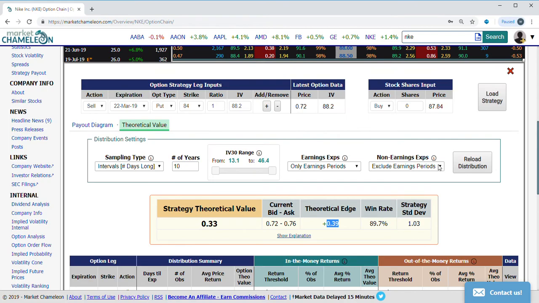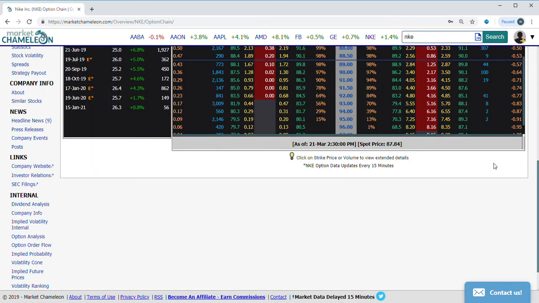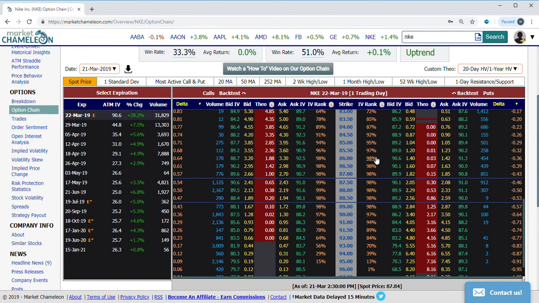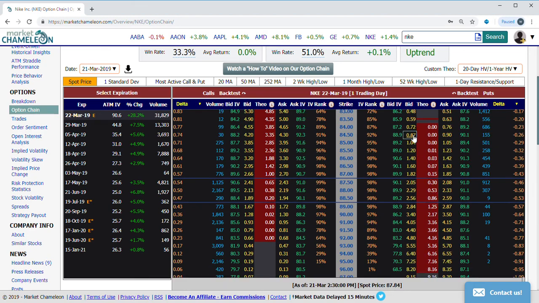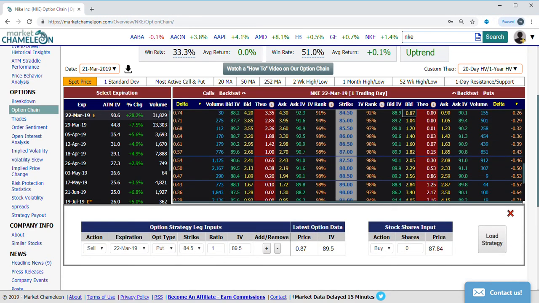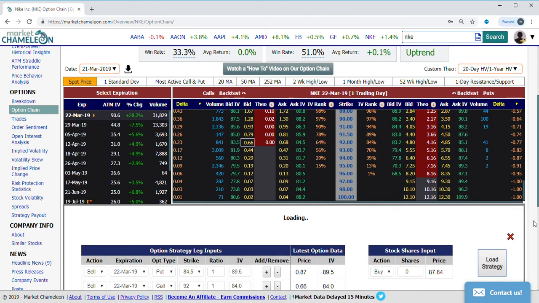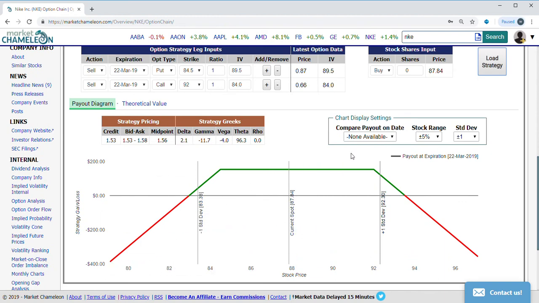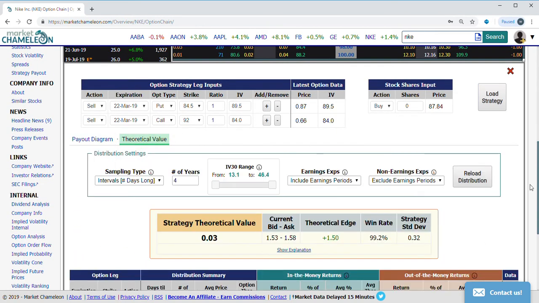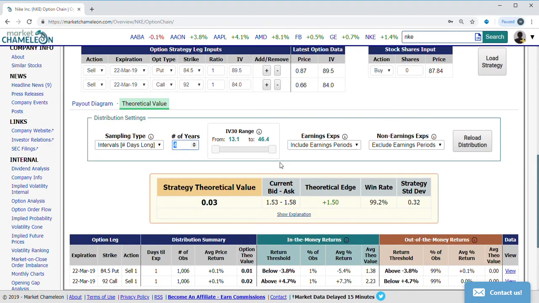So let's look at another scenario here. That's one option. What if we did a strangle, for example? We'll sell one of these, and then maybe we sell one of these. We do a strangle around there. So that's what the strangle looks like at expiration. The P&L, let's take a look at the theoretical value for that over the last 10 years.